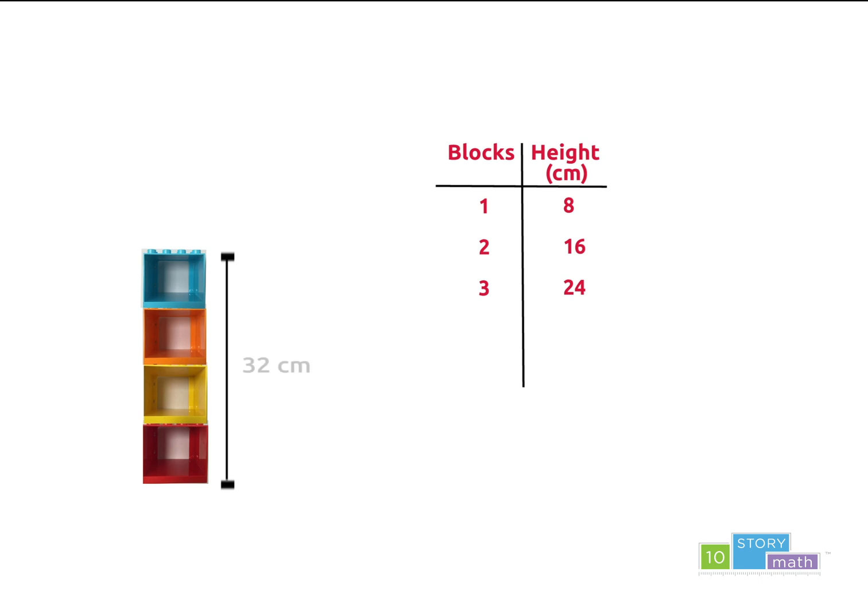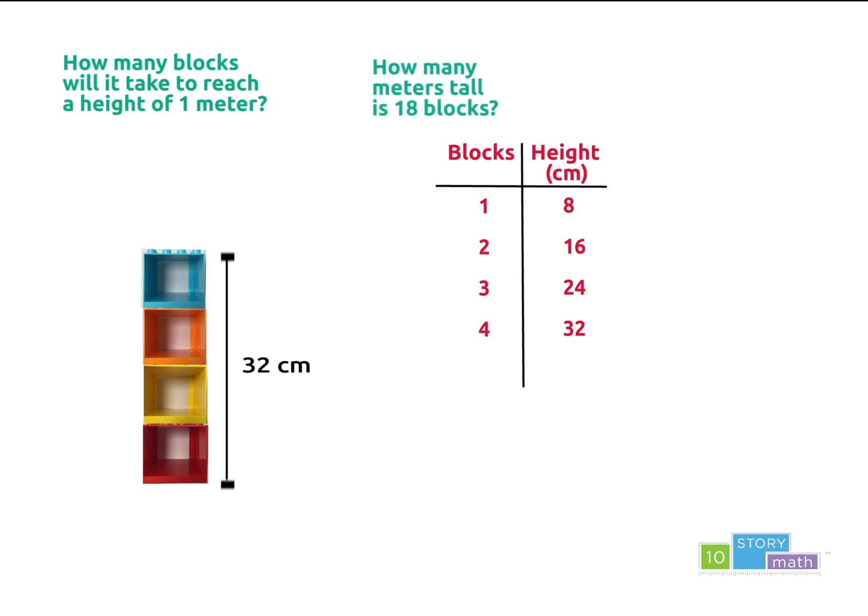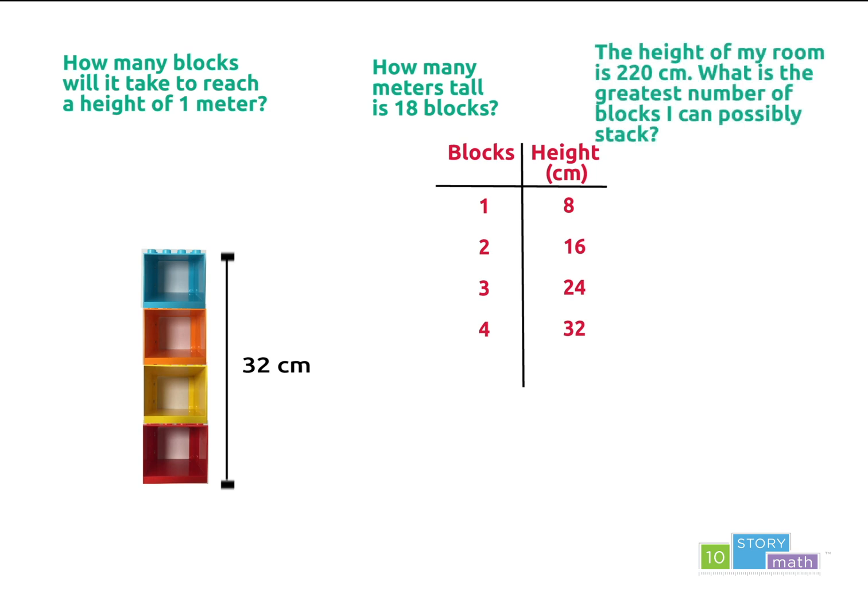4 blocks, 32 centimeters. I now have enough information in my table to really grasp this pattern. Every time I add a block, I add 8 centimeters. So let's start using this relationship to answer a few questions. Question 1. How many blocks will it take to reach a height of 1 meter? Question 2. How many meters tall is 18 blocks? Question 3. The height of my room is 220 centimeters. What is the greatest number of blocks I can possibly stack?